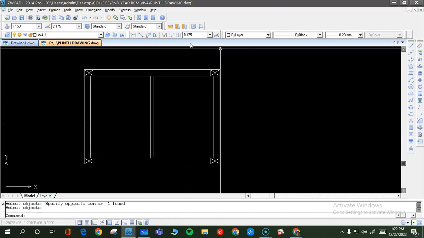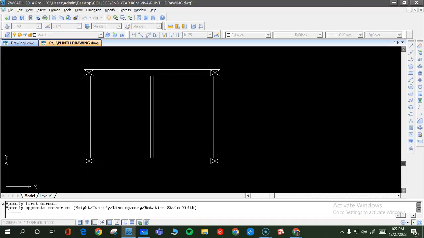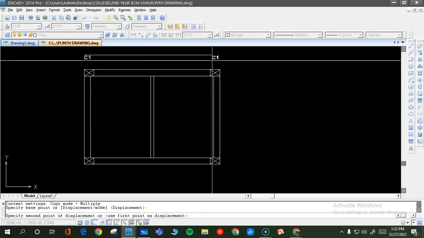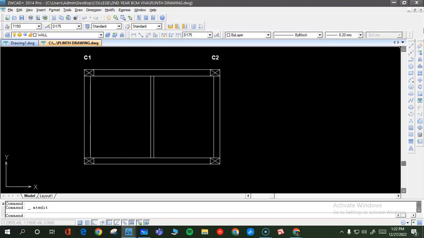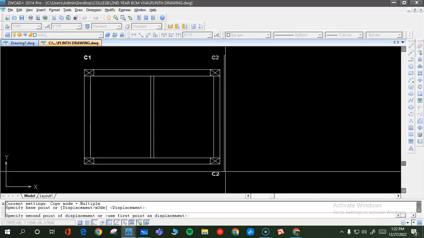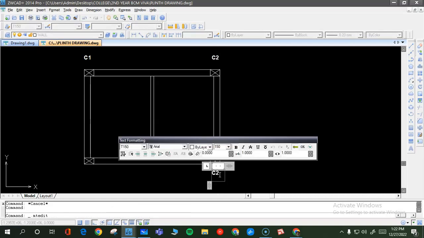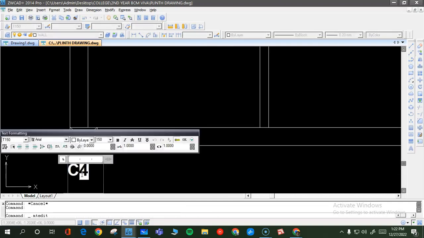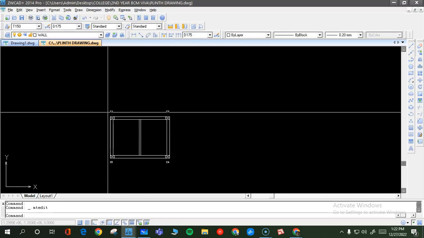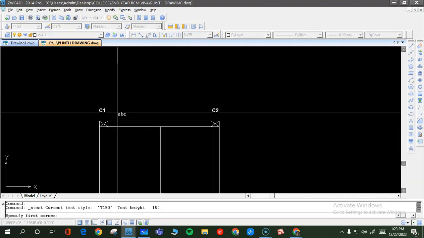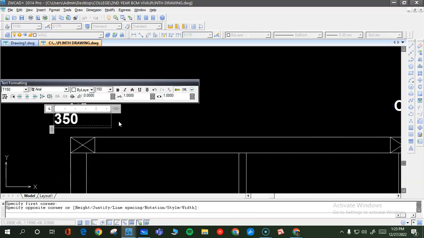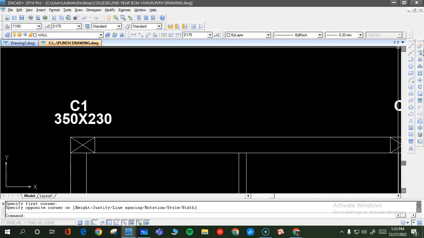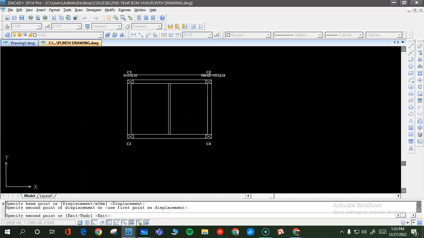Now what you will do is possibly give the dimensions to this. You will give some text here. Text is important. You should write here the column numbers. So write column number C1, C2, C3, C4. Normally they should be written in this way. This will be C3. And also write the size of the column, because they have given you the size of the column. So write it below it. Write here 350 by 230. On all the 4 columns, below all 4 columns, you should write this size of the column.